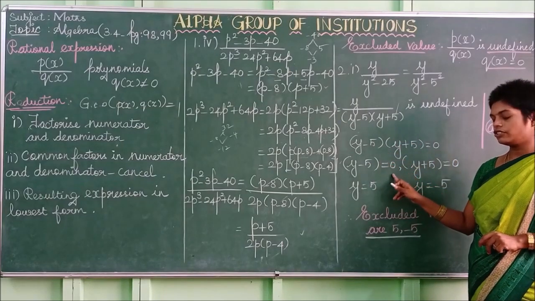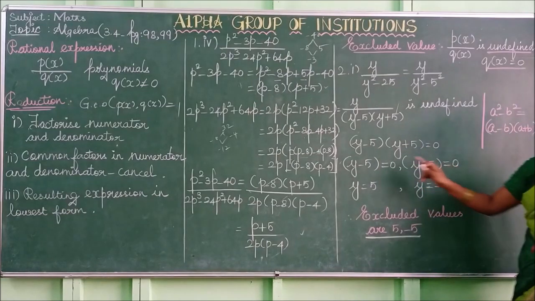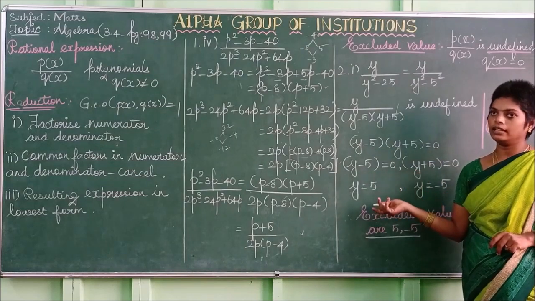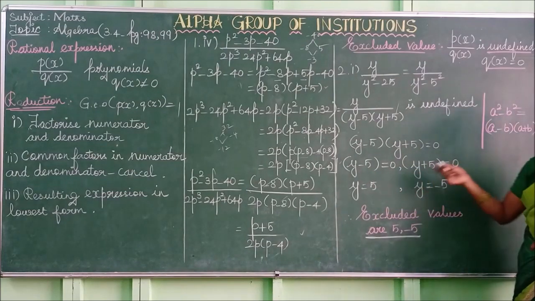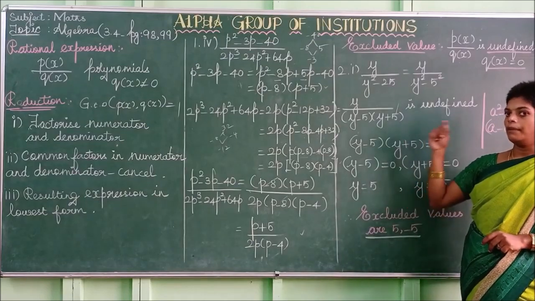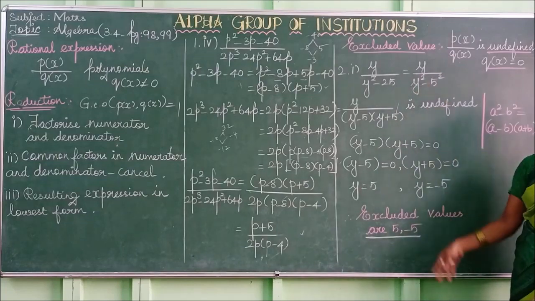y minus 5 is equal to 0. Then y plus 5 is equal to 0. If you take this minus 5 to this side, it will be positive. Positive will come to this side, it will be negative. So you get two values for this. Before itself I informed you, if you have the power of 2, you get 2 solutions.